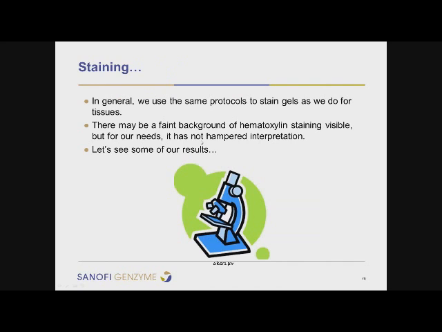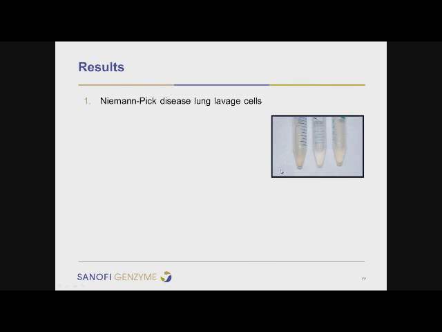And as for staining in general, we use those same protocols we use to stain our tissues. There can be sometimes a little faint background of hematoxylin staining visible, but for our needs, it certainly hasn't hampered interpretation. So let's go through some of the results.